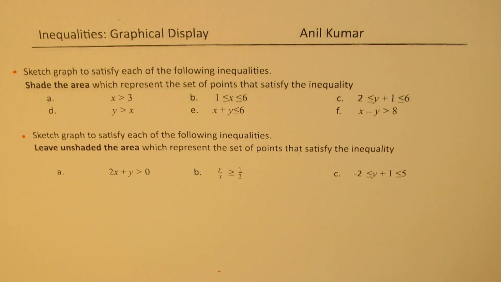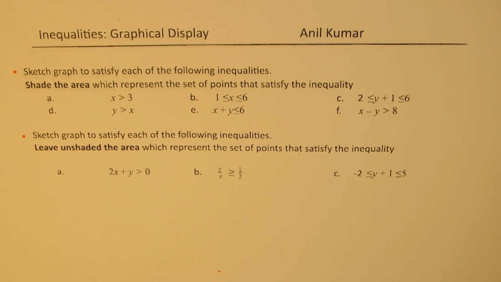In the first question, we need to shade the area which represents the set of points that satisfy the inequality. 6 examples have been taken here. The second question, we need to sketch graph to satisfy each of the following inequalities. However, this time, leave unshaded the area which represents the set of points that satisfy the inequality. And we have taken 3 examples here.